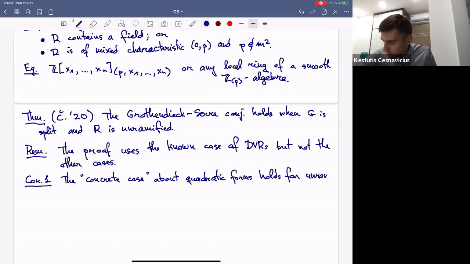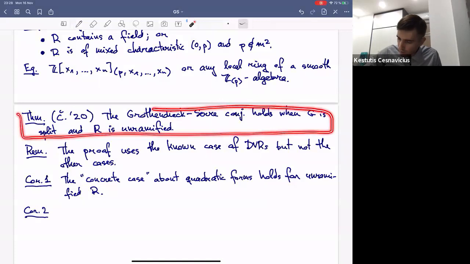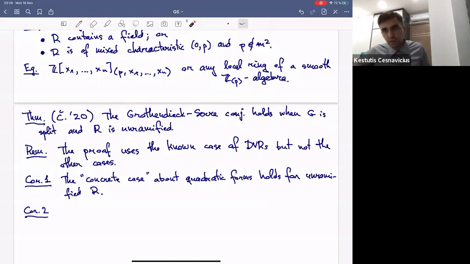So if one has two non-degenerate quadratic forms over an unramified regular local ring, and they are generically isomorphic, then they are actually isomorphic to begin with. In fact, one can allow R to be semi-local. That is done in the paper, and there's also a version of this main result in the case when R is semi-local, which is somewhat of a technical improvement.